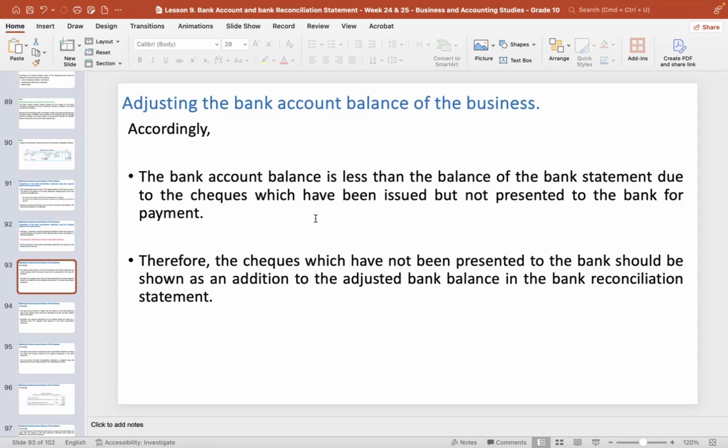Number 2. Then we did the adjusted bank account which includes the errors and omissions. So we prepared the adjusted bank account. Number 3.